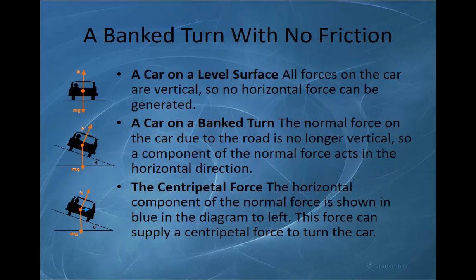So a car on a level surface, all forces are vertical, so no horizontal force can be generated unless we go ahead and add friction because of the tires. A car on a banked turn, however, the normal force will not match the weight. It'll only match a component of the weight, which creates a centripetal force. And that horizontal component of the normal force is what's going to go ahead and create the centripetal force. Okay.